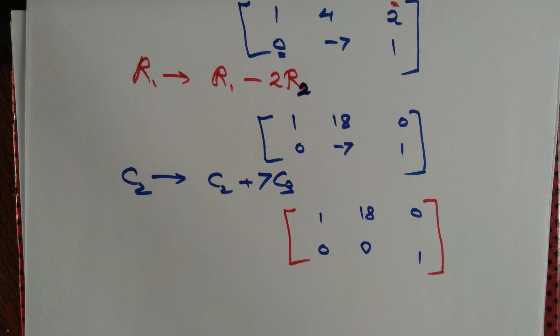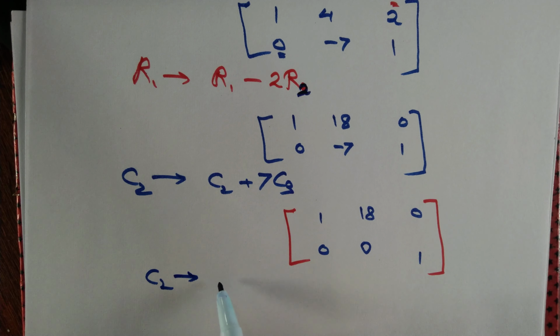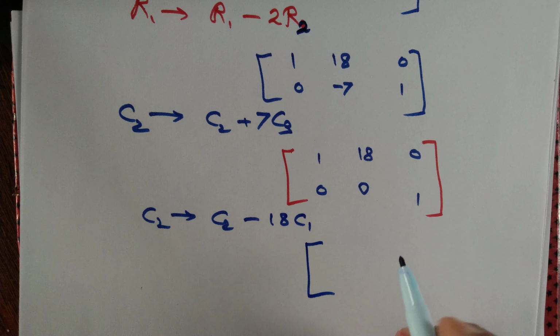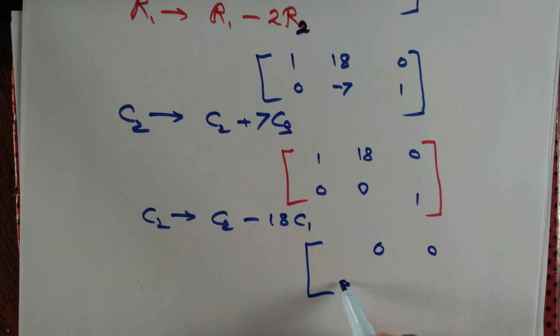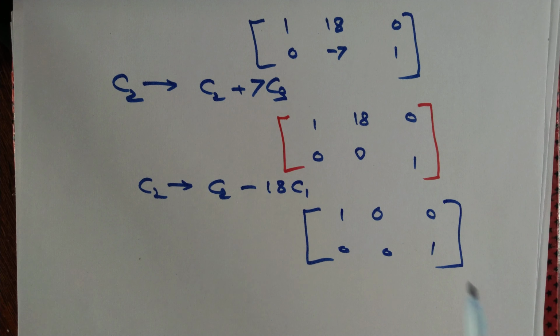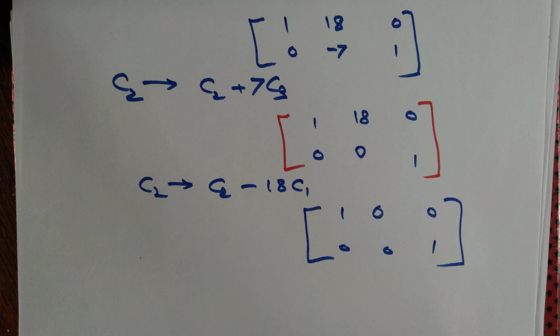What about some more? Yes, C2 is C2 minus 18 times C1. When we do that, we'll be left out with 0, 0, 0, 0, 1, 1. Oh, once again we got only two number of non-zero quantities. Therefore, rank is equal to 2.